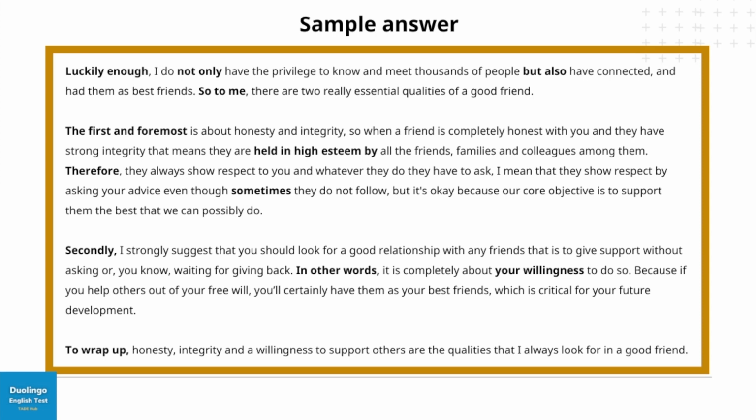Secondly, I strongly suggest that you look for a good relationship with any friends, that is, to give support without asking or waiting for something in return. In other words, it is completely about your willingness to do so. Because if you help others out of your free will, you'll certainly have them as your best friends, which is critical for your future development. To wrap up, honesty, integrity and a willingness to support others are the qualities that I always look for in a good friend.